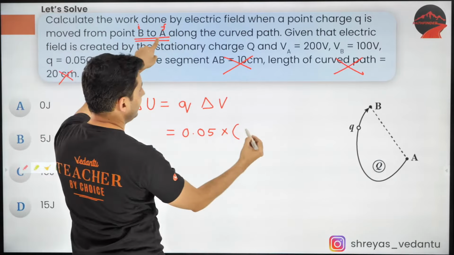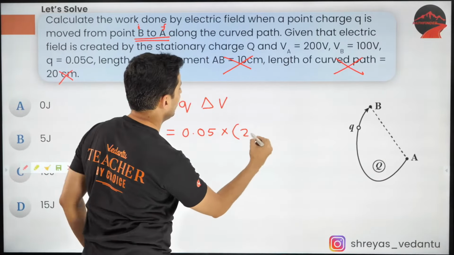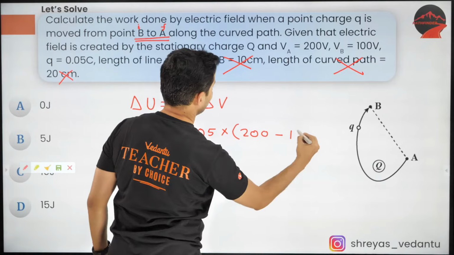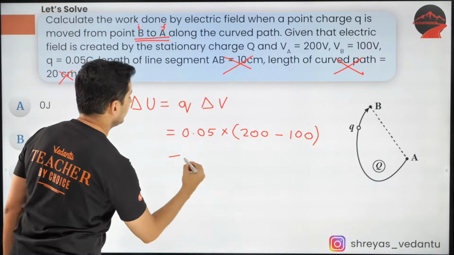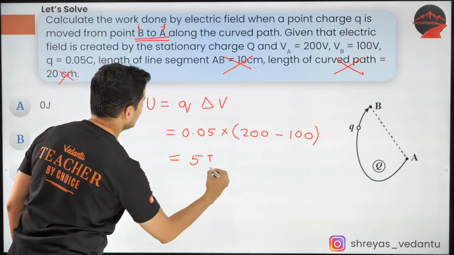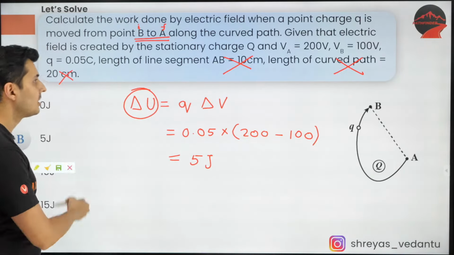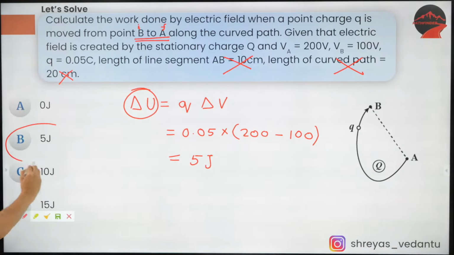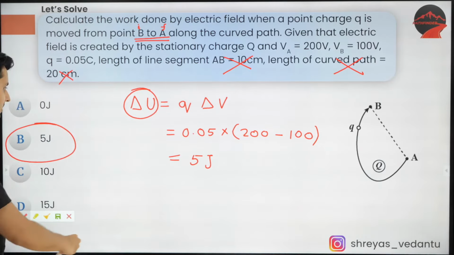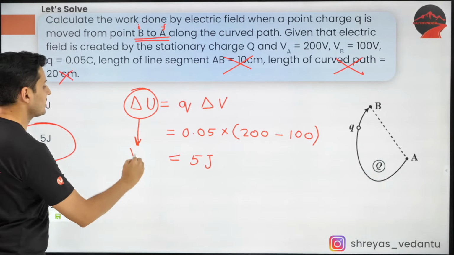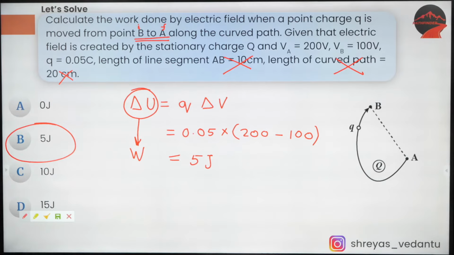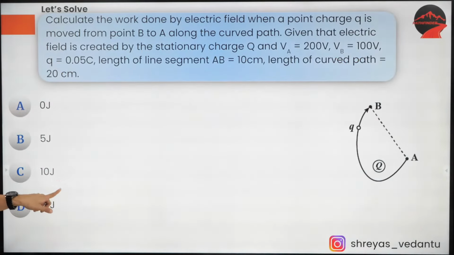So final potential is 200, initial potential is 100, and that's going to give me basically 5 joules. So my energy has increased by 5 joules. So obviously the work done is also 5 joules. Yes, that's the answer. So whatever energy has changed has also come from the work which has been done. Very good. Excellent. Let's get going to the next one.